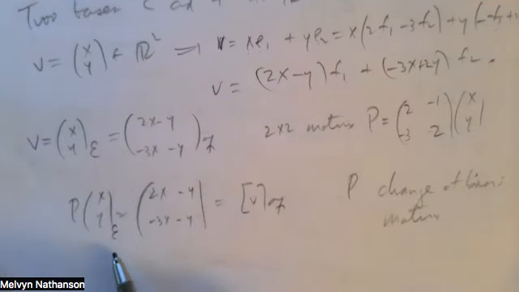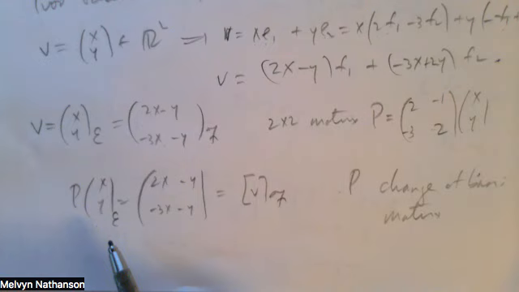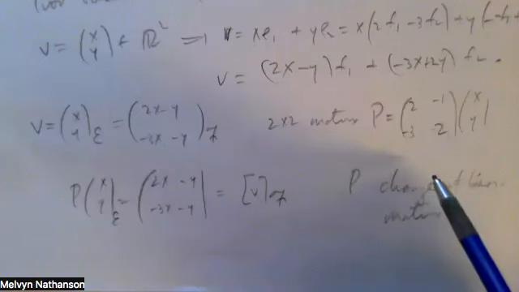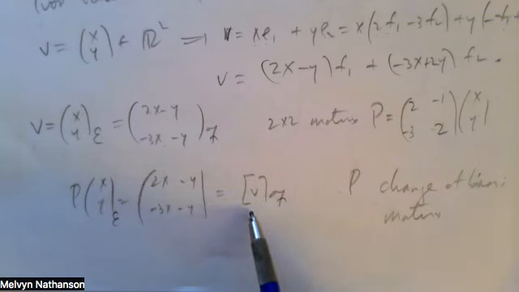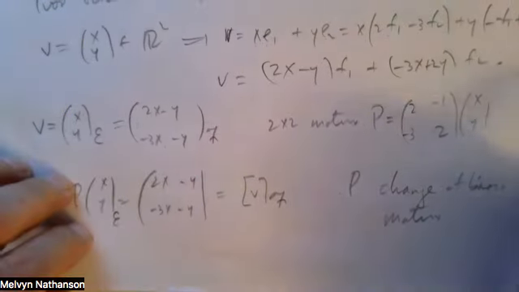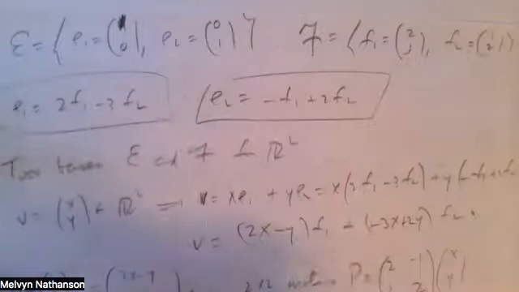So if you have two bases, E and F, for a vector space, and you have the coordinate vector for a vector with respect to one basis, if you multiply it by this matrix P, you get the coordinate vector for the vector V with respect to the basis F. And what I want to do is just explain how this works in general. That's the important part.